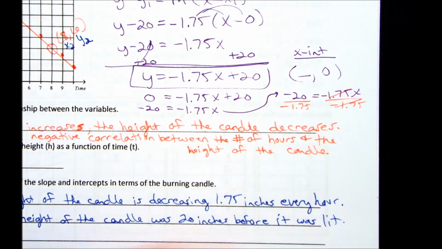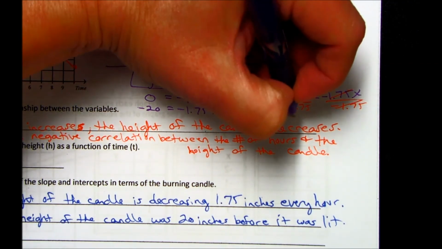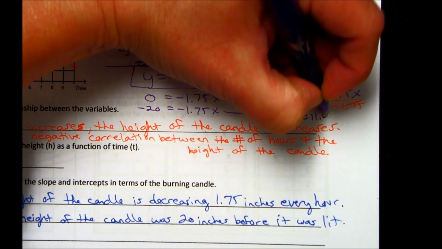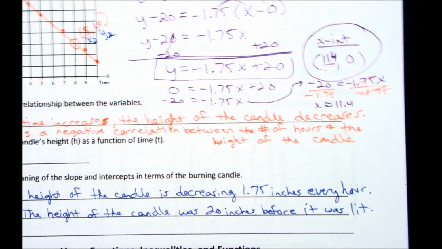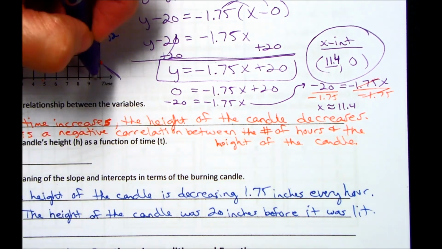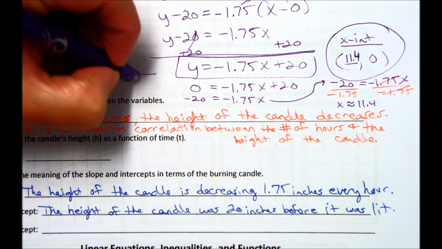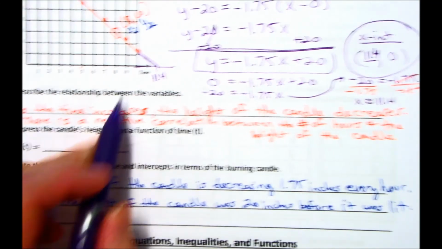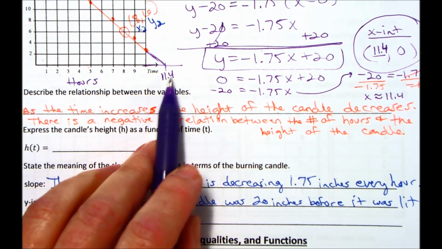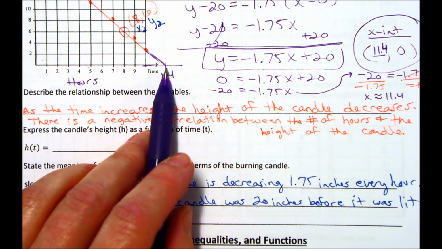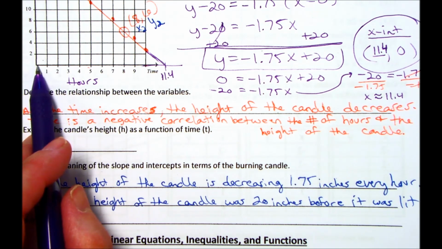So negative divided by negative is positive, but then when we take our 20 divided by 1.75, we get a decimal that doesn't repeat, so 11.4. So x is approximately 11.4. All right, so that's our x-intercept. If we continued this graph, it would be crossing at approximately 11.4, and that's our time in hours. So basically what this is saying is that at 11.4 hours, the height of our candle is going to be at 0.